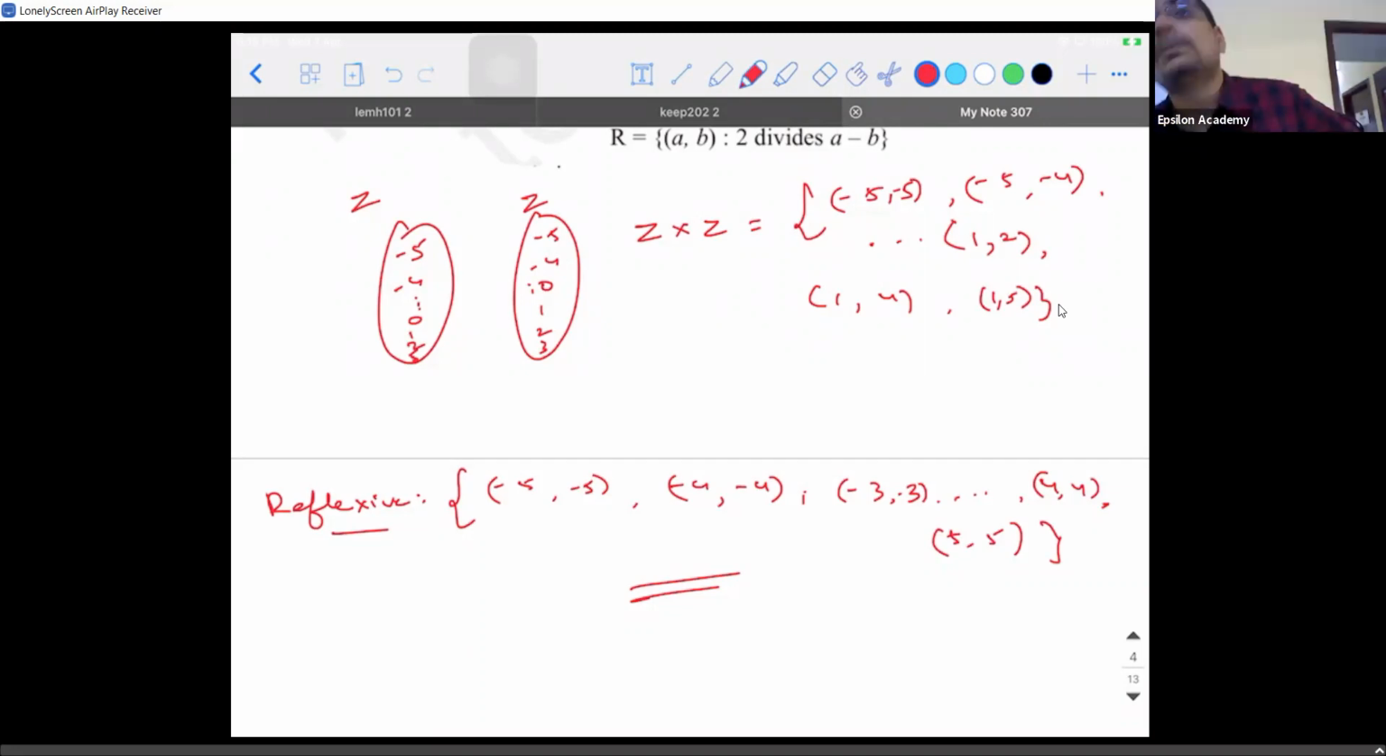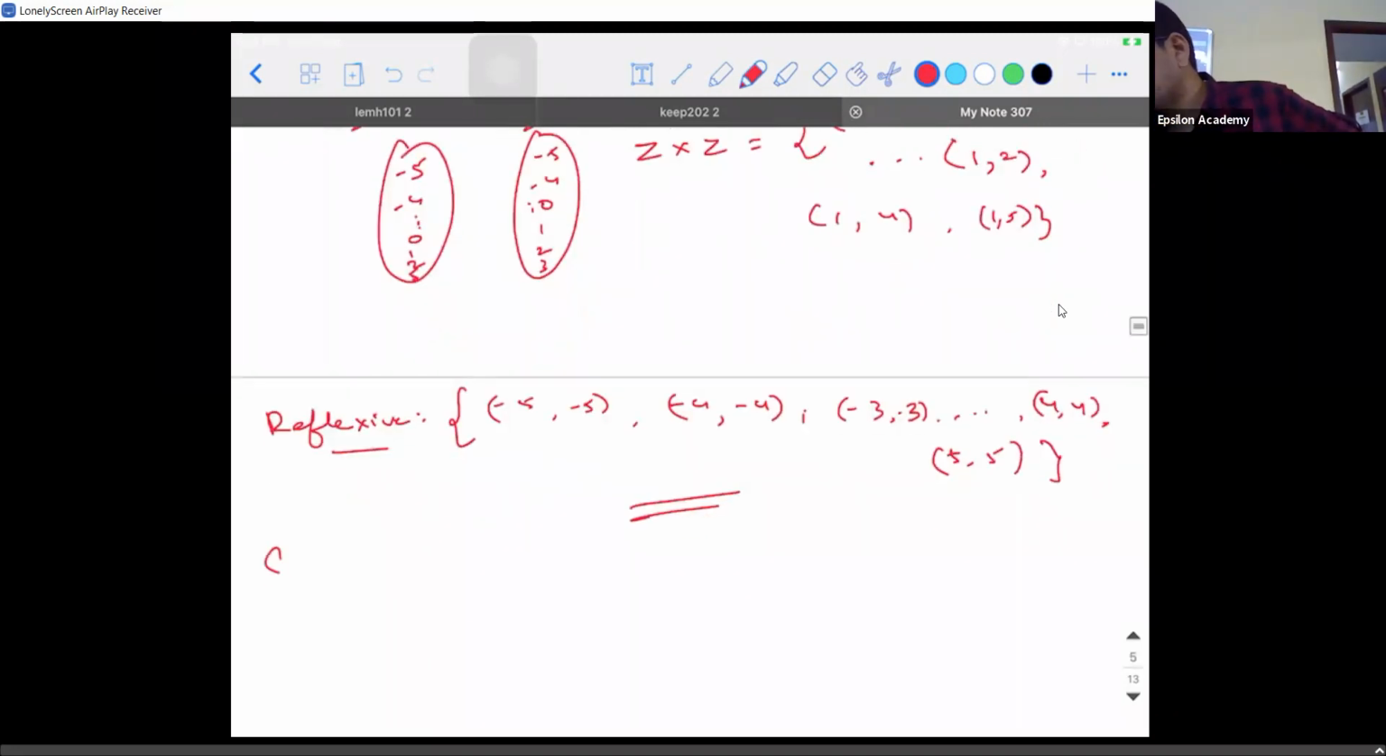Next is symmetric. How many can I conclude, and how many can I decide, and how many will be concluded by the question? I will choose one. For symmetric, one thing I told you: input and output should not be the same number, because if they are the same, it satisfies only the condition of reflexive. You tell me one pair. Minus 5 comma minus 3.